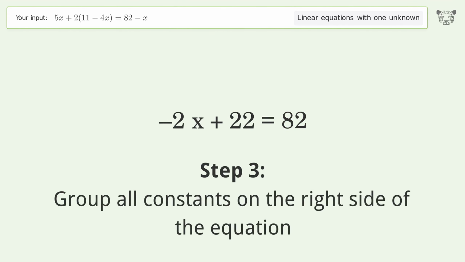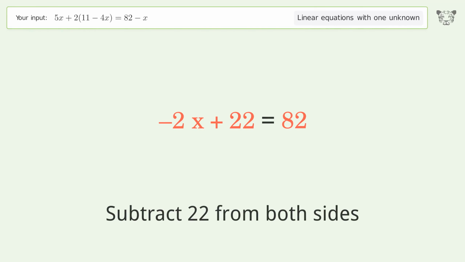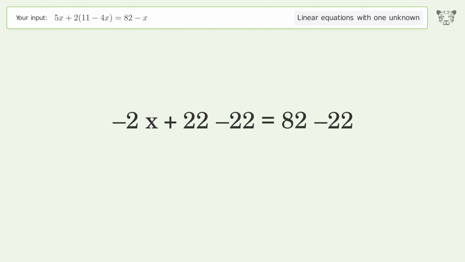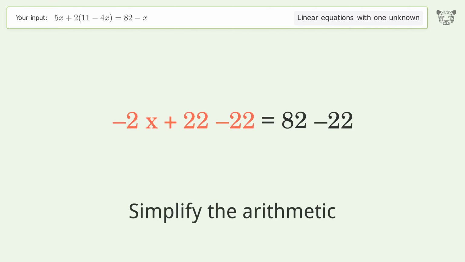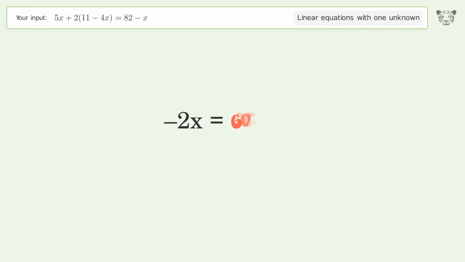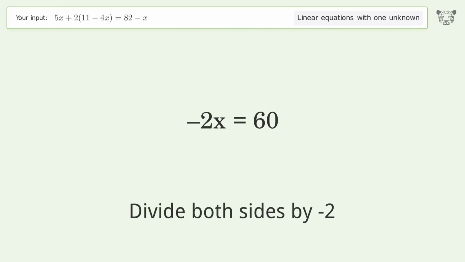Group all constants on the right side of the equation. Subtract 22 from both sides. Simplify the arithmetic. Isolate the x. Divide both sides by -2.